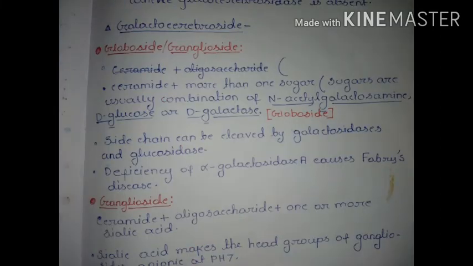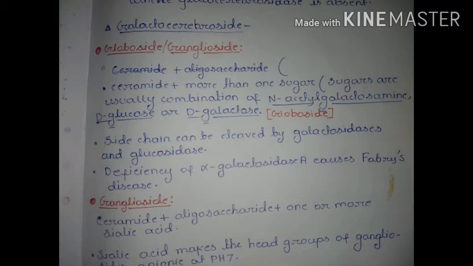So now globoside and ganglioside. Globosides are ceramide plus more than one sugar. The sugars are usually a combination of N-acetyl galactosamine, D-glucose or D-galactose. So that's a type of sugar residue. When attached with the ceramide, it is called a globoside. The next point says the side chain can be clipped by galactosidase and glucosidase.